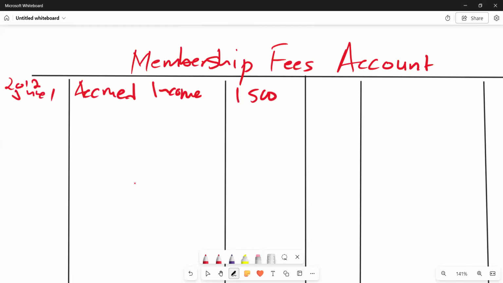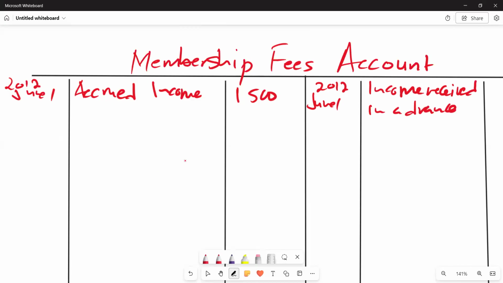And then we also have an income received in advance on the credit side. So we are also going to say 2012, June 1. And then on the description part, this is income received in advance.